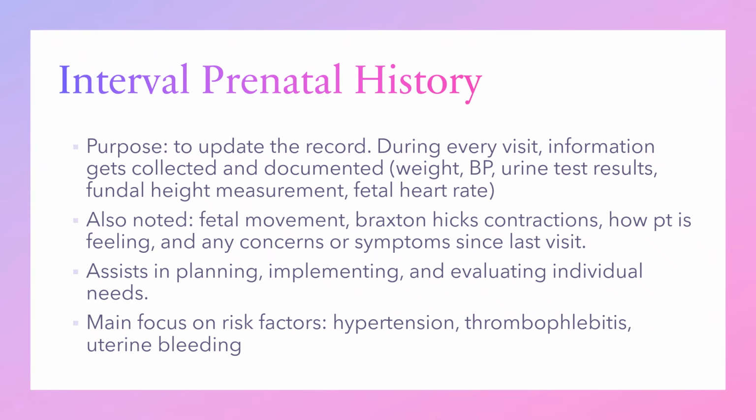Interval prenatal history. The purpose of this is to update the record. During every visit, information gets collected and documented, like weight, blood pressure, urine test results, fundal height measurement, and fetal heart rate. Also, fetal movement, Braxton Hicks contractions, how the patient's feeling, and any concerns or symptoms since the last visit are also written down. This assists in planning, implementing, and evaluating individual needs. And our main focus is on risk factors like hypertension, thrombophlebitis, and uterine bleeding.